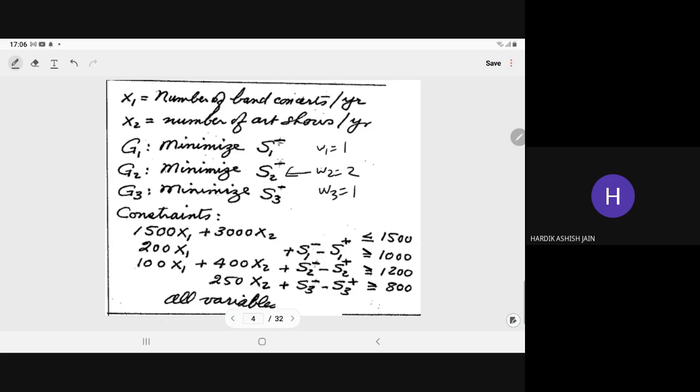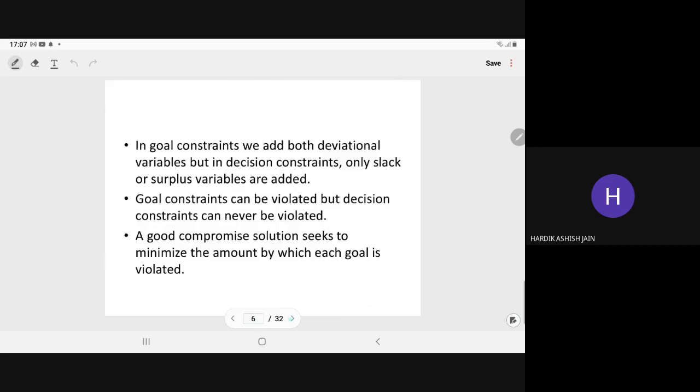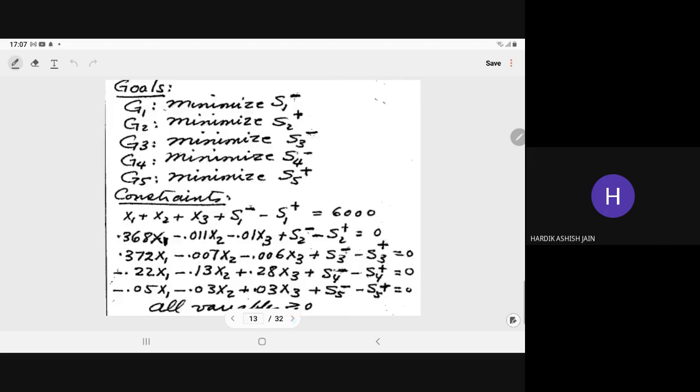So from here, if you make the one objective function from this, you will get minimize z is equal to s1 minus plus 2 s2 minus plus s3 minus. That is w1 goal 1 plus w2 goal 2 plus w3 goal 3. So here we have the single objective function subject to the following constraints. So now it is a simple simplex method, right? It is a simple linear program. You can apply the simplex method easily.